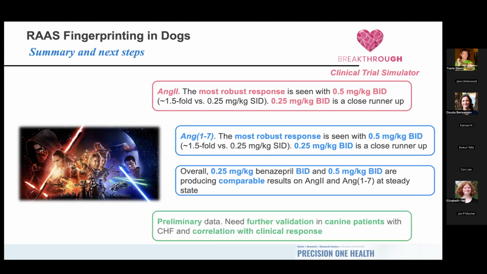Basically physicians recommend to use these drugs in patients as well. But these are based on healthy dogs.